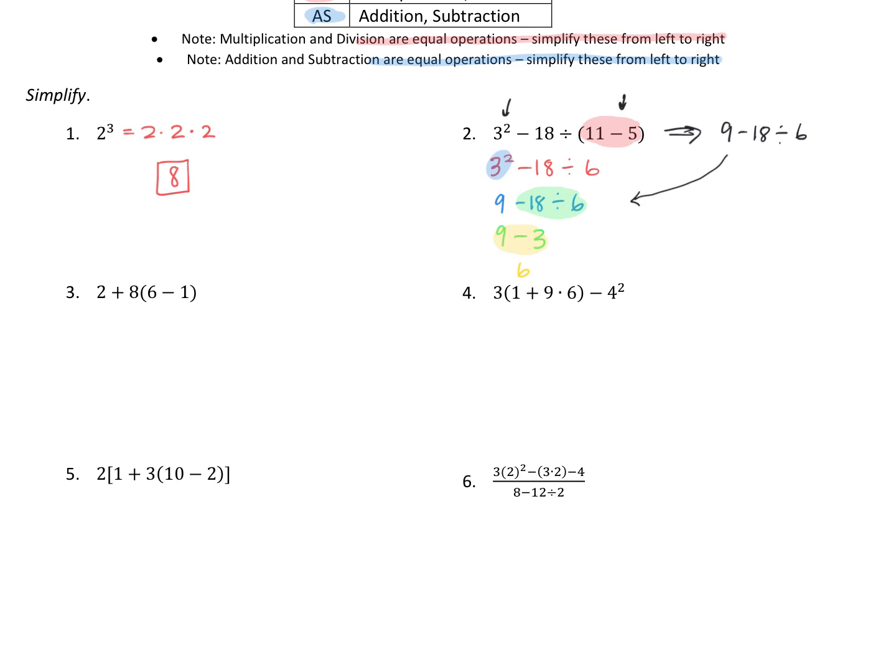Okay, so next we have number 3. So first, parentheses is what we look for, and I do have something in parentheses. So I'm going to start by doing that subtraction. So 2 plus 8 times 5. All right, so next I have exponents. I don't have any in this expression. So the next thing I look for is multiplication or division. I do have that right here. So 8 times 5 is 40. So I'll have 2 plus 40. And then lastly, I look for addition and subtraction. Got addition. So 40 plus 2 is 42. And that's it.